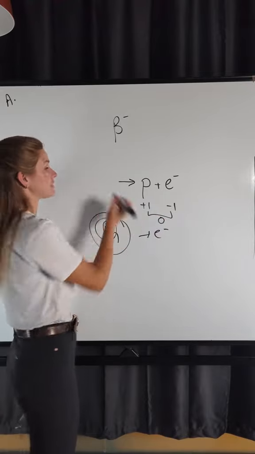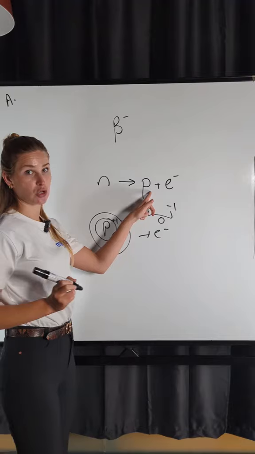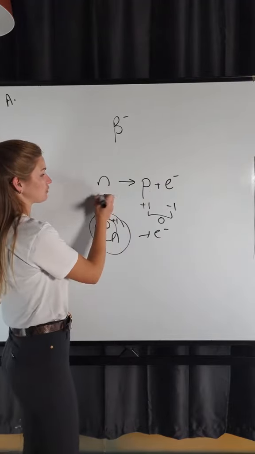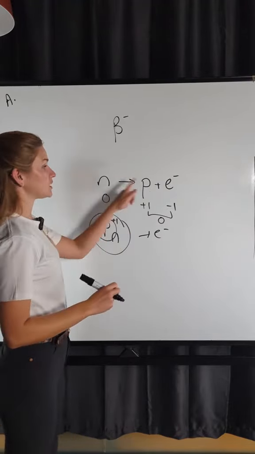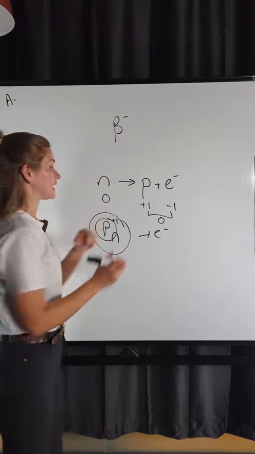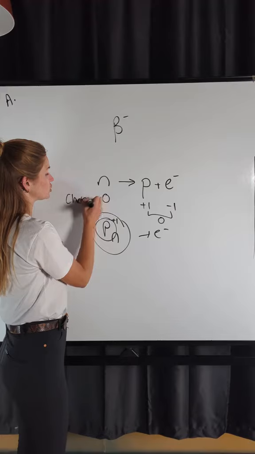So then it makes sense that it's my neutron decaying into my proton, and a neutron's got a charge of 0. So now what I'm going to see is my neutron decays into my proton and its electron, and I can see that my charges are conserved.